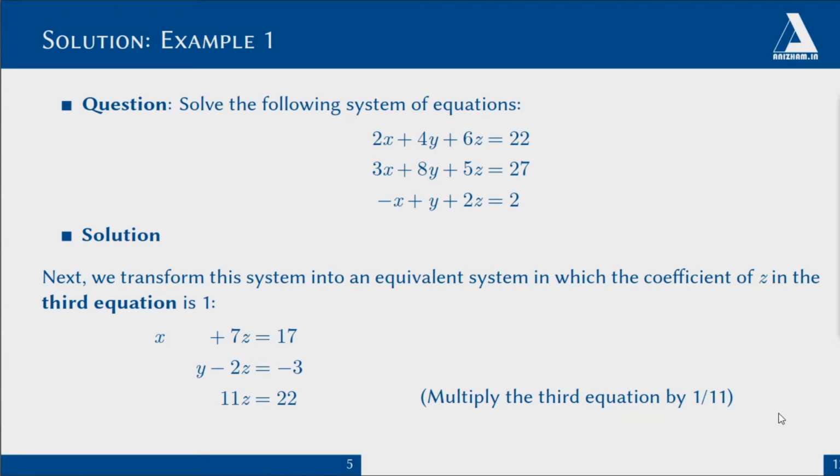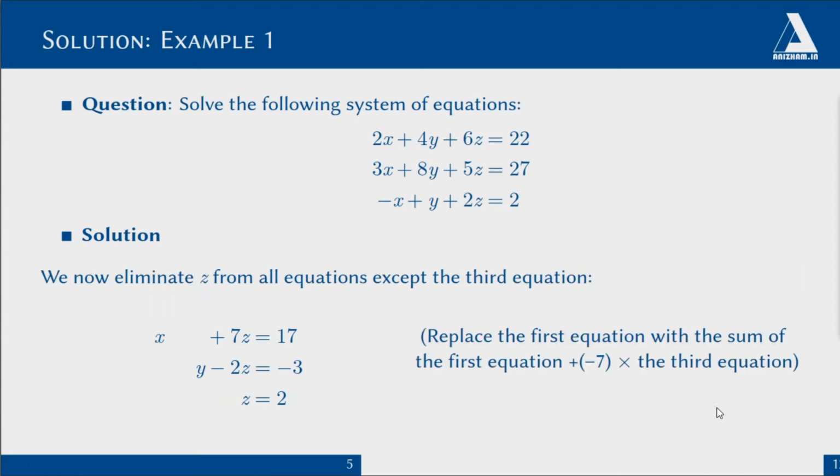Now what we have to do is transform this system of equations into an equivalent system in which the coefficient of z in the third equation is 1. So here in the third equation, it is 11z equal to 22. In order to make the coefficient of z as 1, we have to multiply the third equation by 1 by 11. So once it is done, the value of z will be equal to 2.